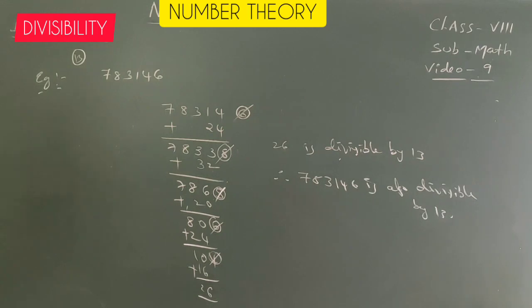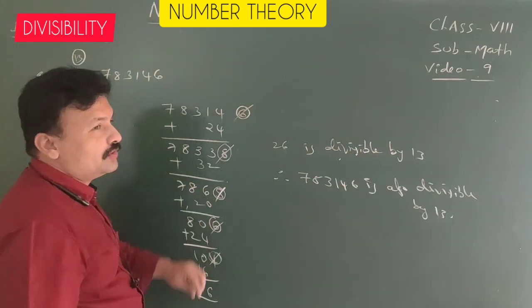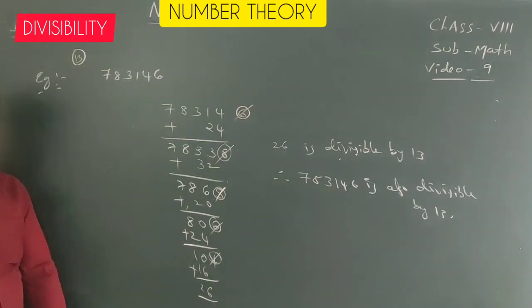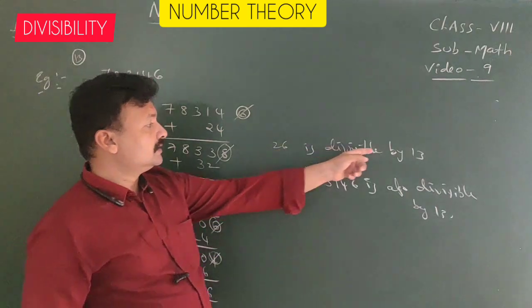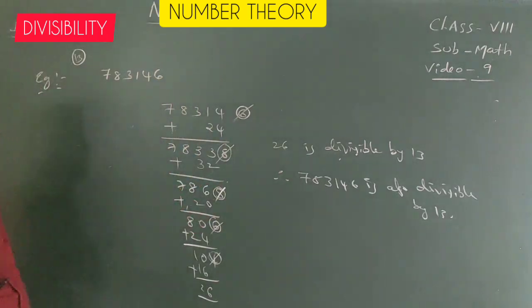So, the divisibility rule of 13 is this one. Add 4 times the last digit to the truncated number. Repeat this process if necessary. If the formed number is divisible by 13, then the given number is also divisible by 13.